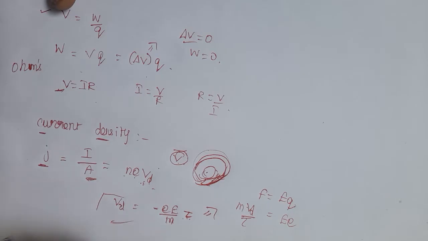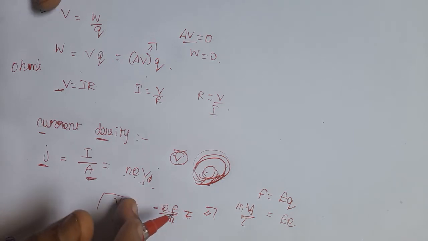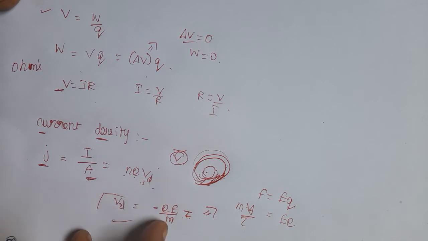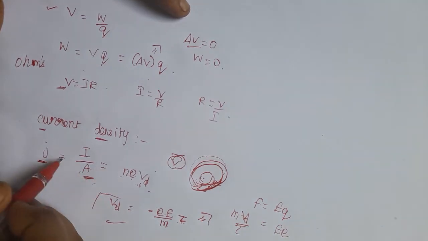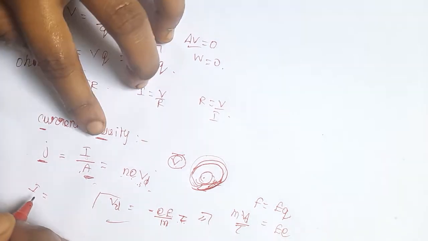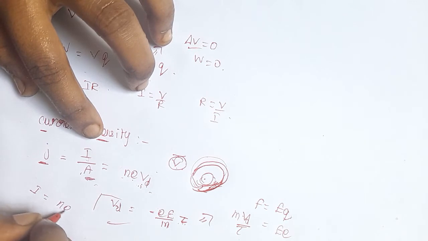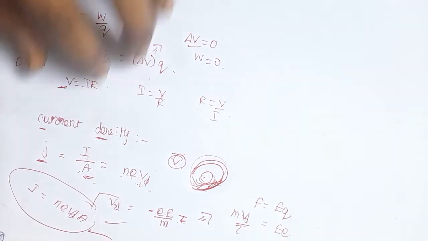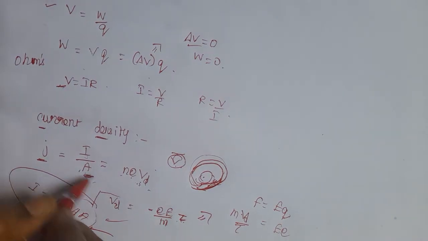The negative sign implies that the particle is moving against the direction of the electric field. By using this formula we can also derive the formula for I, that is equal to nevd into A. So remember this formula. This A goes to this side.